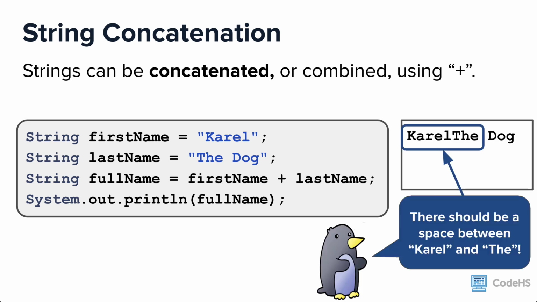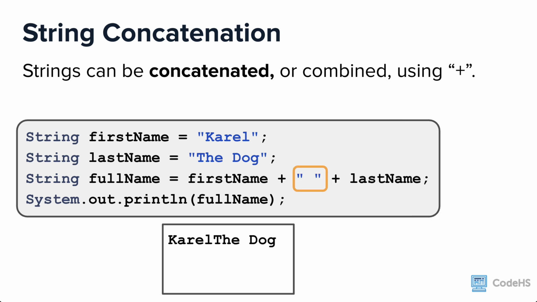You may be thinking, there should be a space between Carol and the. There isn't a space right now because there isn't a space in the first name string. When you concatenate strings, they combine as is. If you want a space to be included during concatenation, you have to include it as one of the strings. So, if you add a space as part of the concatenation, the space will be included when you add first name and last name together, resulting in Carol space the dog.